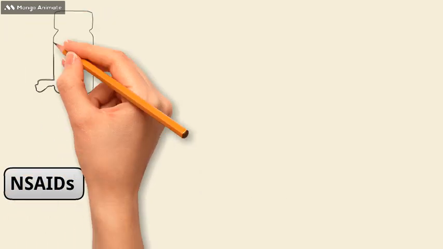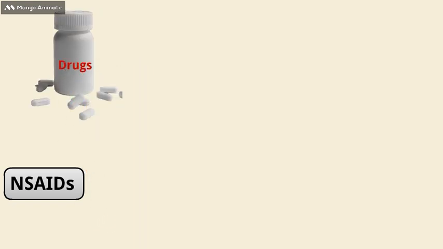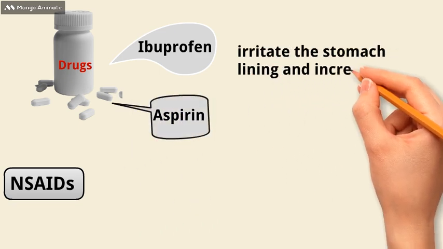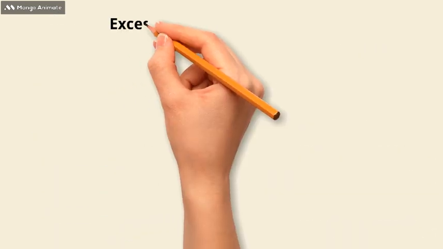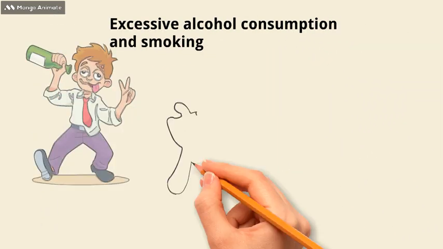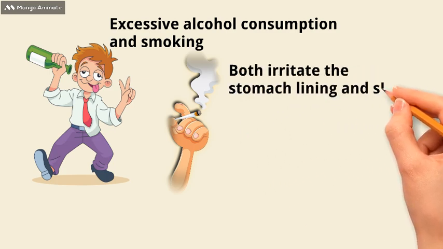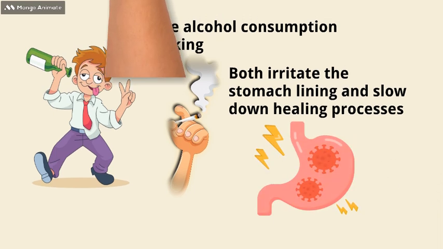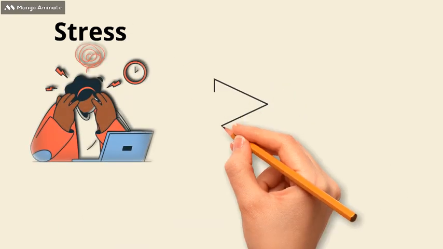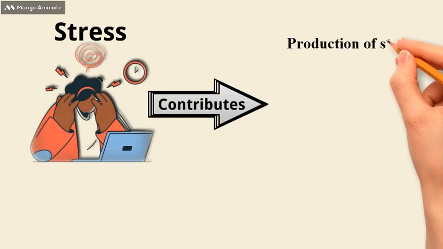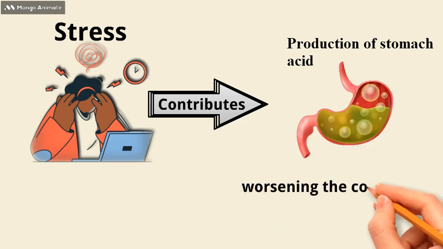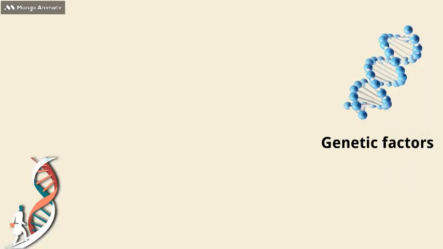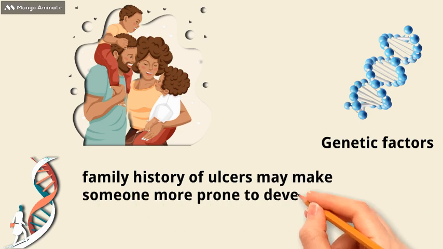NSAIDs, non-steroidal anti-inflammatory drugs. Medications like ibuprofen or aspirin can irritate the stomach lining and increase the risk of ulcer development. Excessive alcohol consumption and smoking. Both irritate the stomach lining and slow down healing processes, significantly raising the risk of ulcers. Stress. While stress alone doesn't cause ulcers, it can contribute to the production of stomach acid, worsening the condition in people already at risk. Genetic factors. In some cases, a family history of ulcers may make someone more prone to developing them.